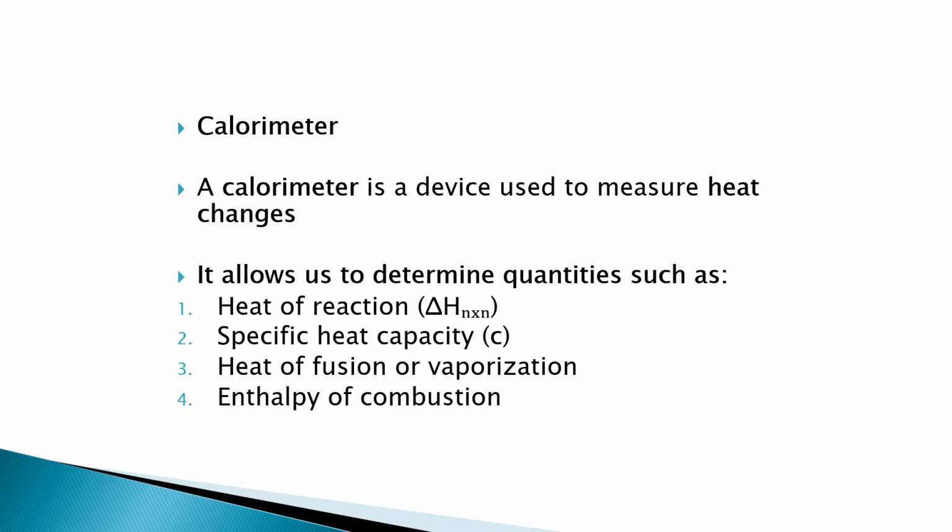Specific heat capacity is the amount of heat required for unit mass to raise its temperature by 1 degree Celsius. Then vaporization: the amount of heat required to convert 1 mole of liquid water into water vapor. Then enthalpy of combustion: the amount of heat required to convert 1 mole of substance into ashes.